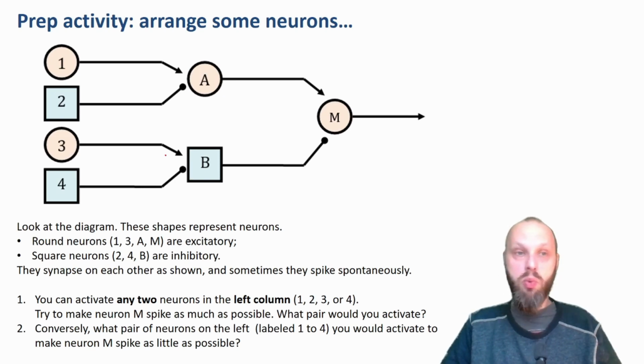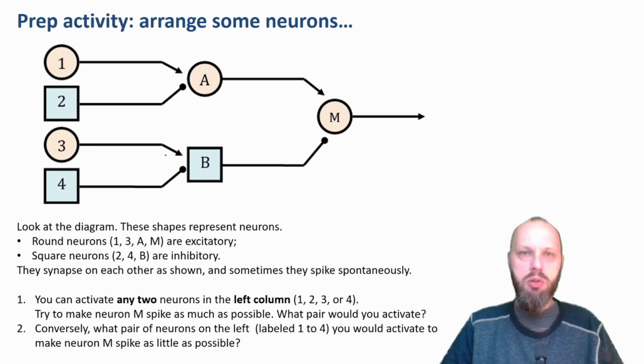We have neurons 1, 2, 3, and 4, and 1 and 2 converge to neuron A, and 3 and 4 converge to neuron B, and then both of them converge to neuron M. Round yellowish neurons are excitatory, while square and kind of bluish neurons are inhibitory. These are the rules of the game.